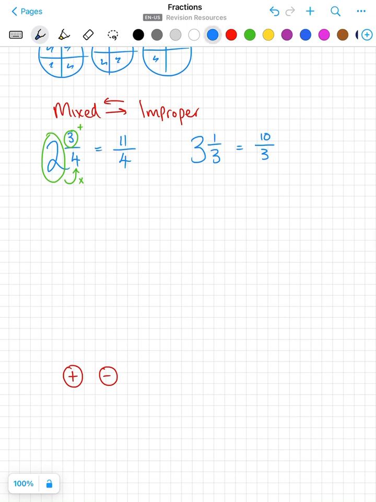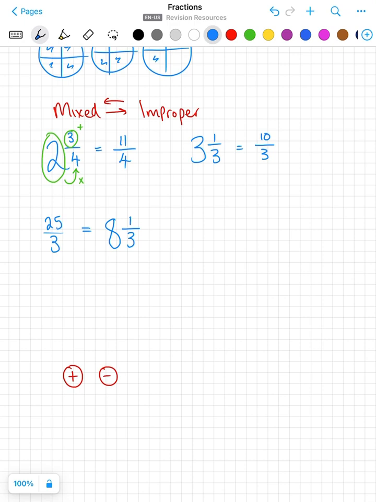Now let's go the other way. 25 over 3 as a mixed number fraction. What we want to think about is how many 3's go into 25. 3, 6, 9, 12, 15, 18, 21, 24. So that's 8 3's go into 25 with 1 left over. So 8 1/3.